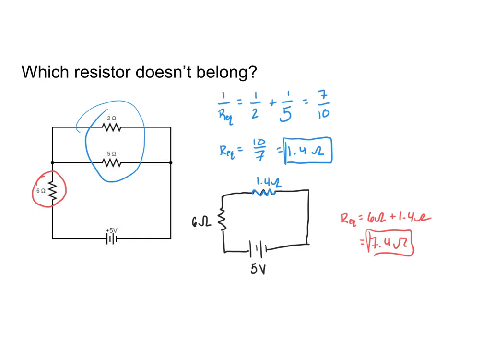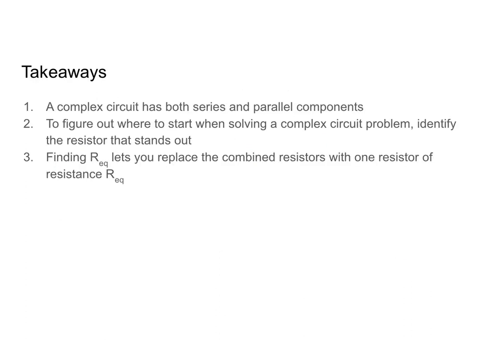Again, from here, I could find current. I'm going to skip that step because I know you have done that many, many times before. But now that I found REQ, it's very easy for me to use Ohm's law to figure out my missing voltage or missing current, depending on the question I'm given. So with that, let's go ahead and talk takeaways.